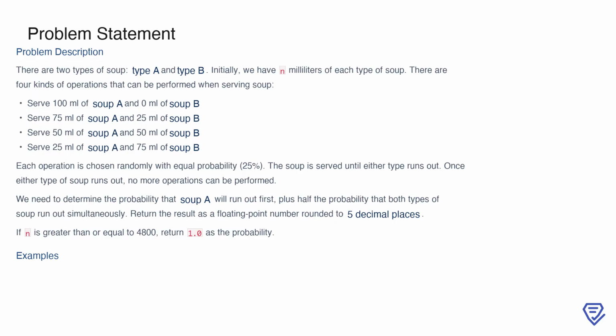Serving continues until either soup A or soup B runs out. Once one type of soup is depleted, no further operations can be performed. Our task is to compute the probability that soup A runs out first, plus half the probability that both soups run out simultaneously. The result should be returned as a floating point number rounded to 5 decimal places. Additionally, for any value of n greater than or equal to 4800, the probability can be directly returned as 1.0, since soup A is almost guaranteed to run out first under such conditions.